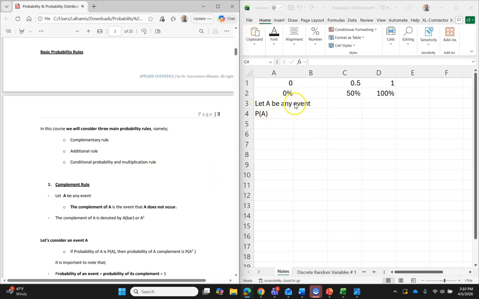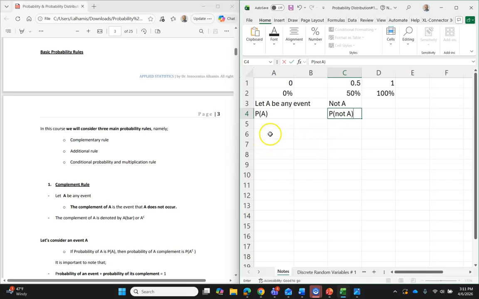I'm going to use the example that we have here. Let A be any event, so we can write probability of A. But also we can write probability of not A. So we can look at something which is not A, when we have an event or we don't have that event. We call it probability of not A. That's how we can write this, probability of not A. And we call that the complement of A.